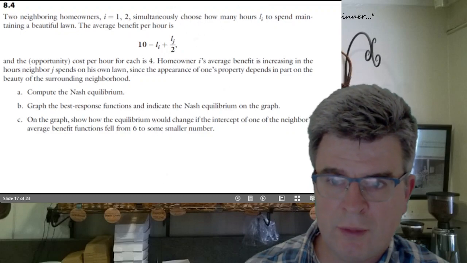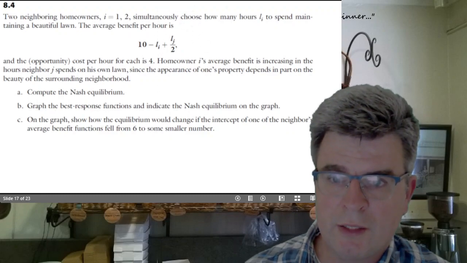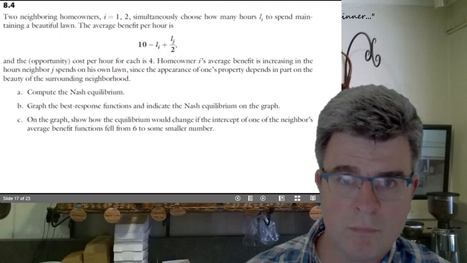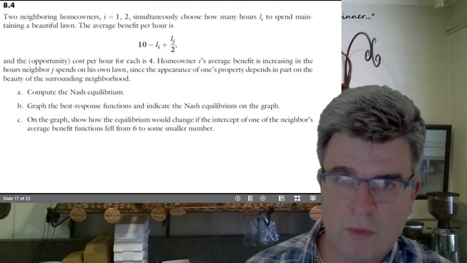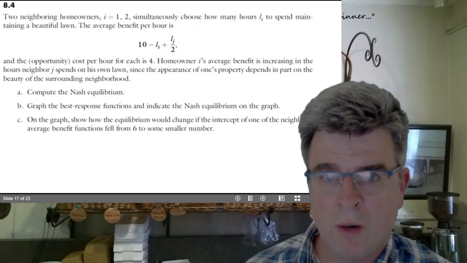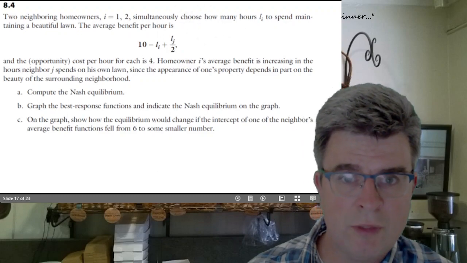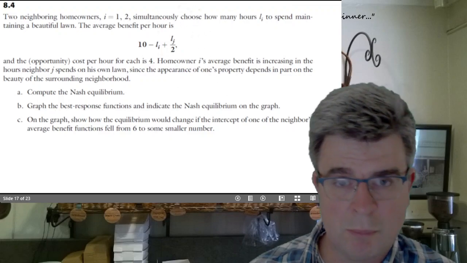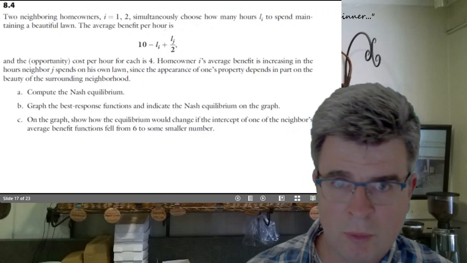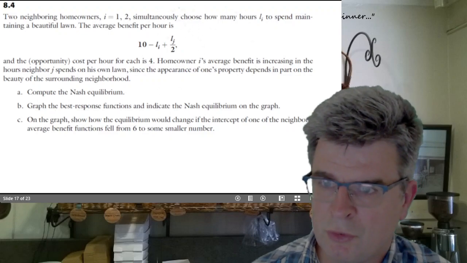And you can also see that the average benefit per hour for a neighbor is negatively dependent on the own effort. So the more you do in the garden, the first hour the benefits are higher, but the more hours you spend, the average benefit over all the hours that you spend is decreasing. But importantly, it's also increasing in the number of hours that the neighbor spends, because you can spend time in your own garden, but the benefits are much higher if your neighbor also has a nicely maintained garden. Otherwise, you don't enjoy it as much.